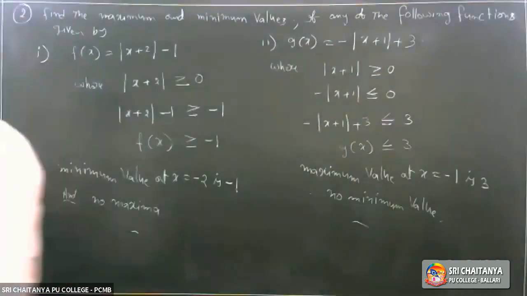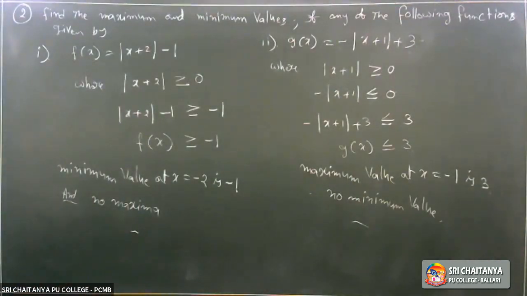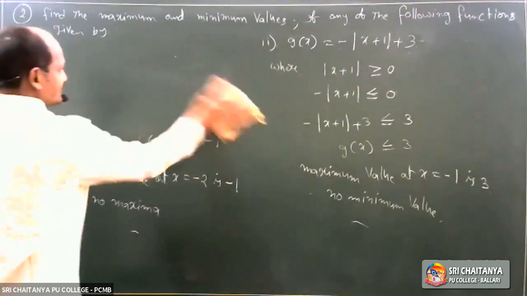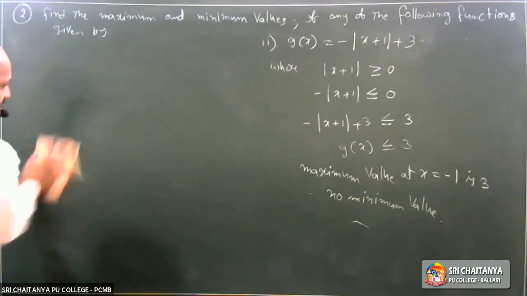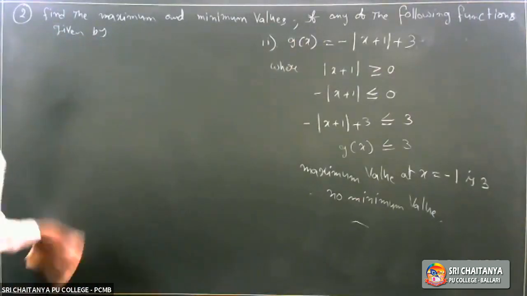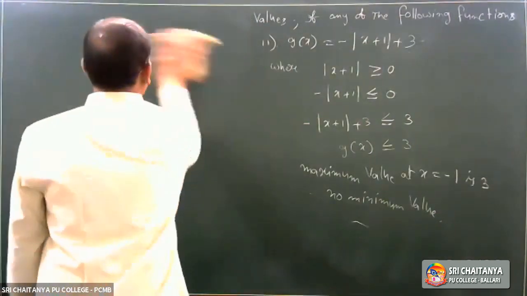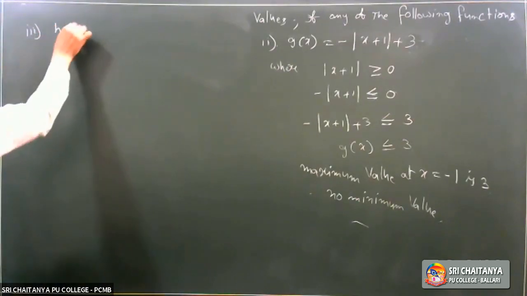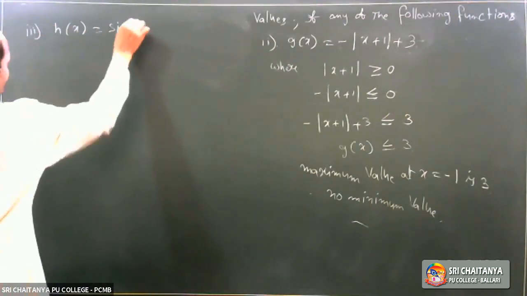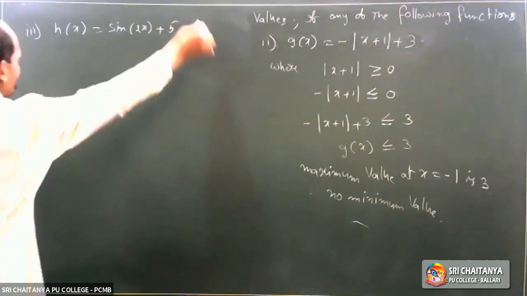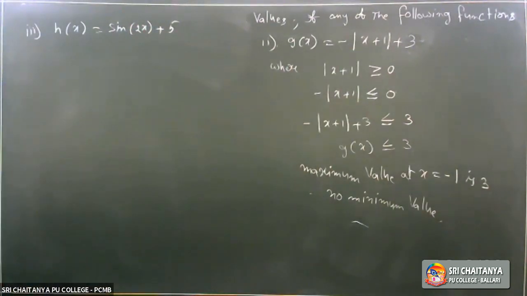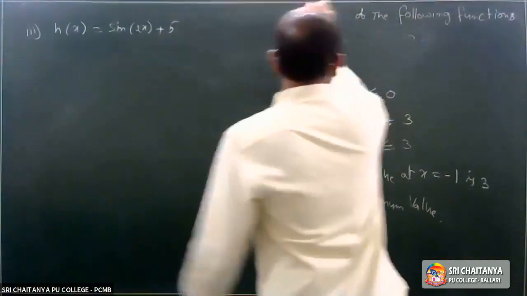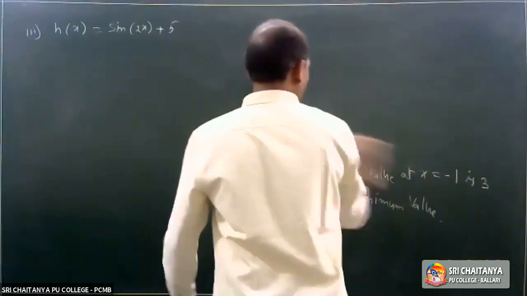Okay? Right, and next, third question. H of x is equal to sin 2x plus 5. Same question: find the maximum and minimum values of the function.